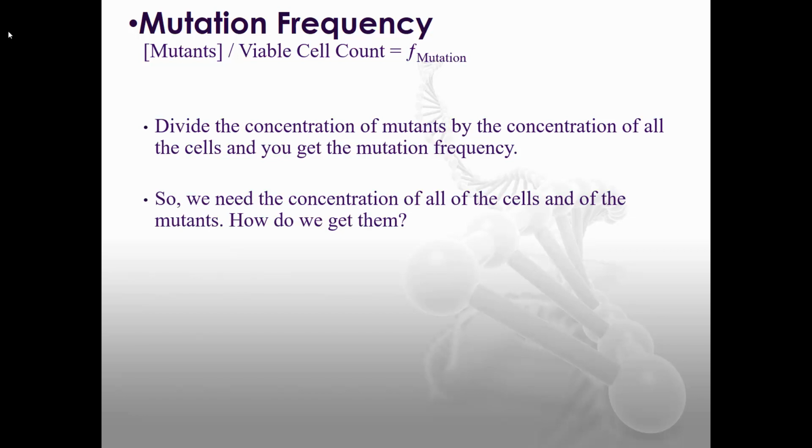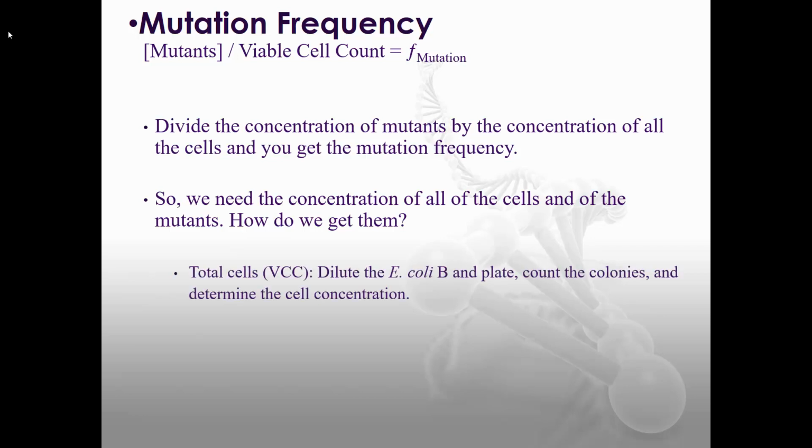Well, that's what you did the experiment for. We're going to use those plates. To get the total concentration of cells, the viable cell count, what we did is we took E. coli B and we plated it. Now the problem is it's a very high concentration, and so if we just plated it as it was originally given to you, what you'd get is a lawn of cells. It would just completely fill up the plate.